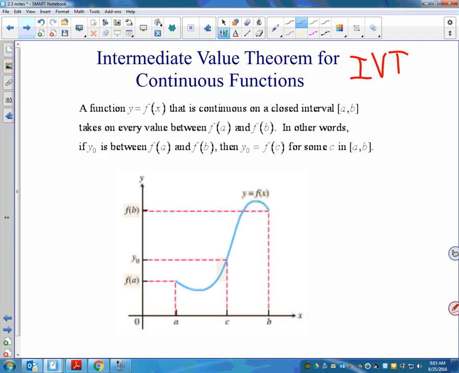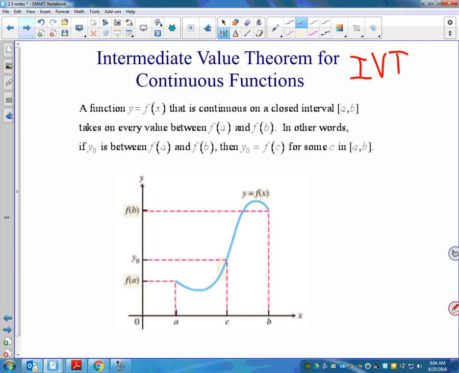It's not one that's used very often, but sometimes on the AP exam, on the written part, you can use some theorems to help shorten what you have to say. So it says a function that is continuous on a closed interval from a to b takes on every value between f of a and f of b. In other words, if y sub 0 is between f of a and f of b, then y sub 0 equals f of c for some c in the interval a to b. Got it?